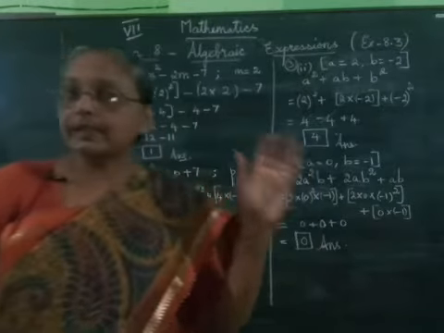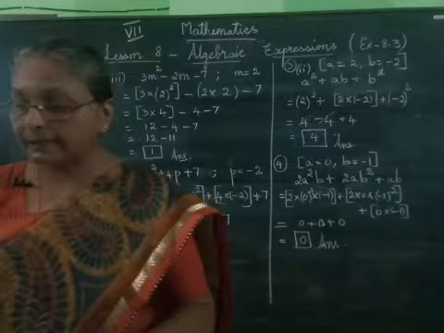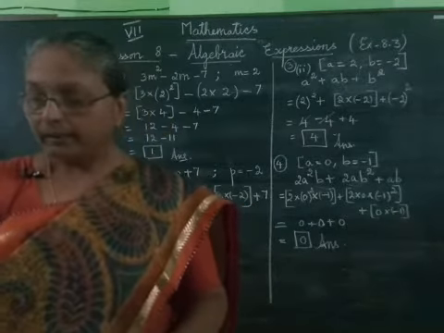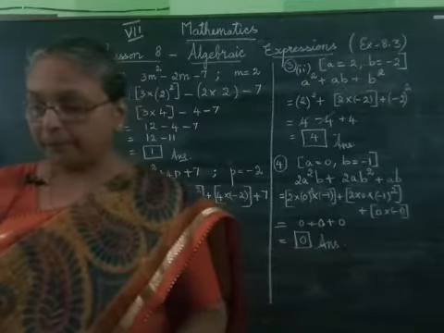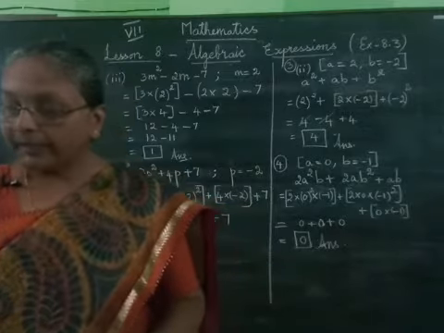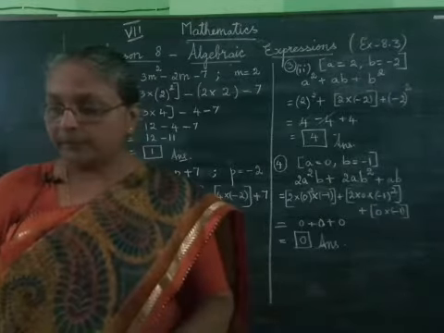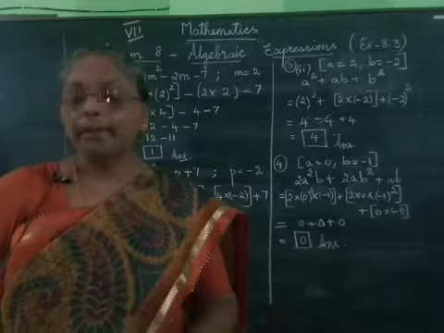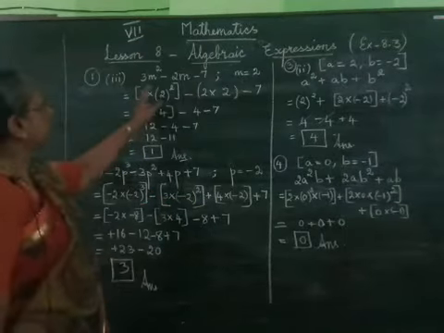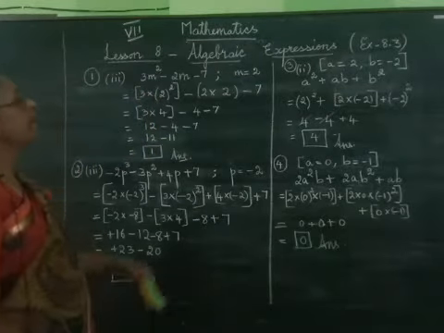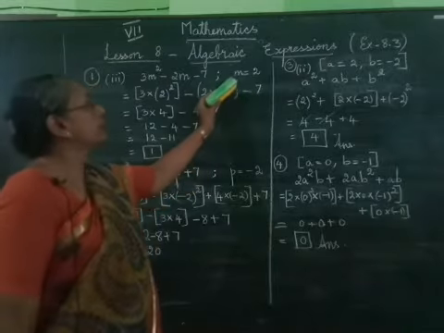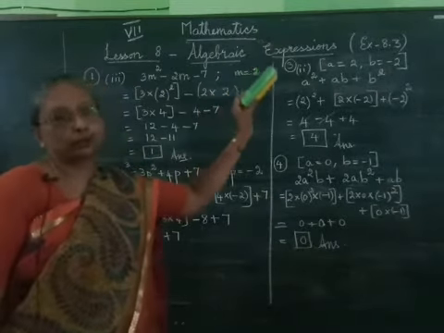So now we are going to see a few sums from exercise 8.3. You can follow exercise 8.3. Let me start with the first sum. I'll read out the sum for you. If m is equal to 2, find the value of 3m squared minus 2m minus 7. So the given expression is 3m squared minus 2m minus 7, and the value of the variable is given to be 2. m is equal to 2.